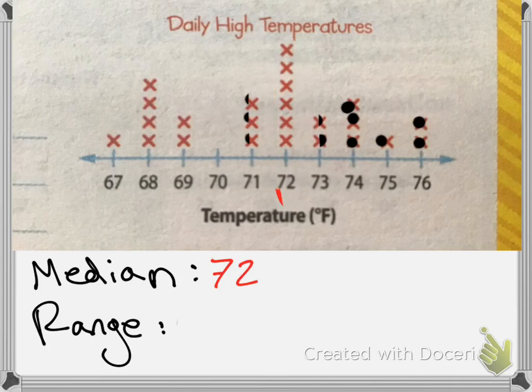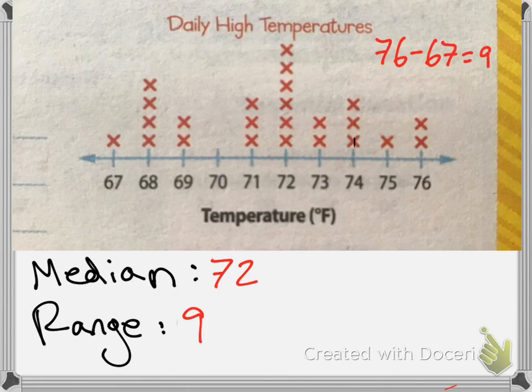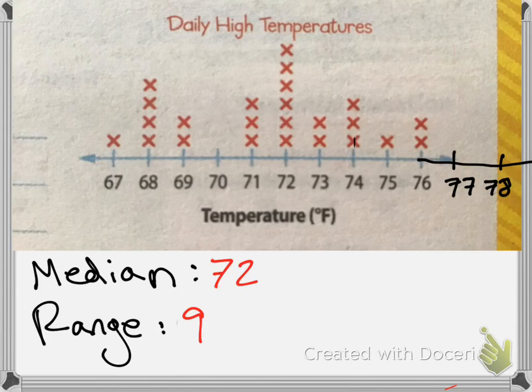Let's think about the range here. So what is the range? Excellent. You guys gave me the range of 9, which is correct because it's our biggest plot point minus our smallest plot point. But what if I did this to my graph? I'm gonna add a 77. I'm gonna add a 78. Here I'm gonna add a 66 and a 65. What's my new range?